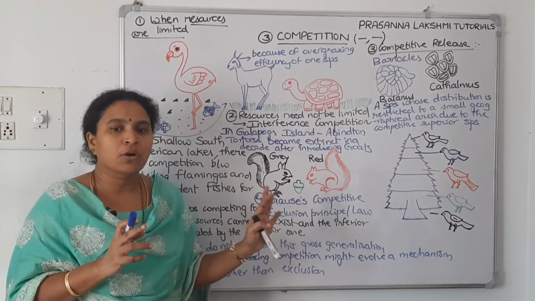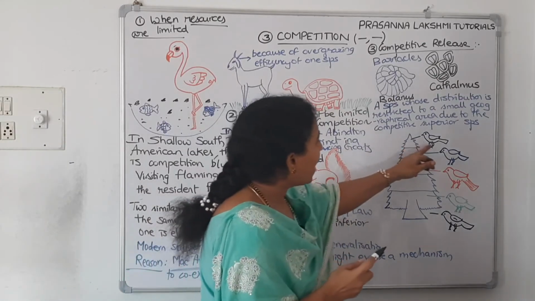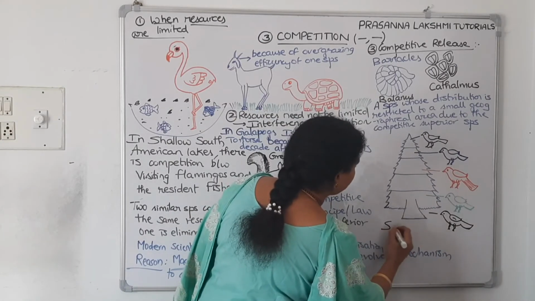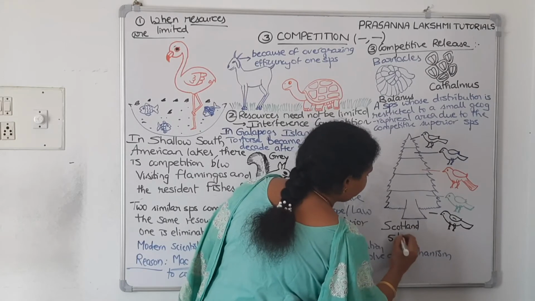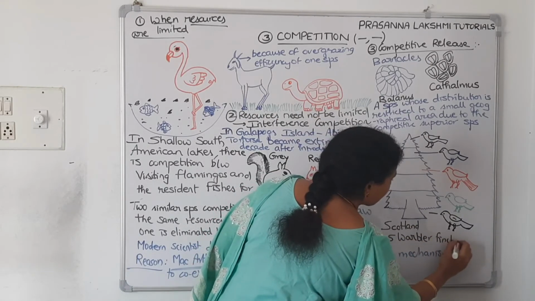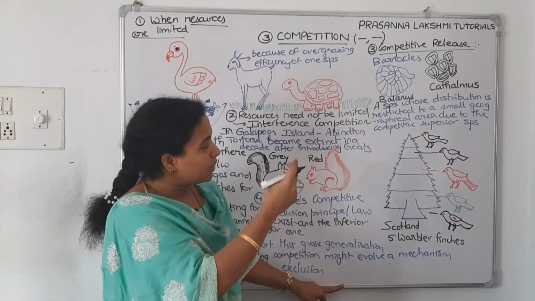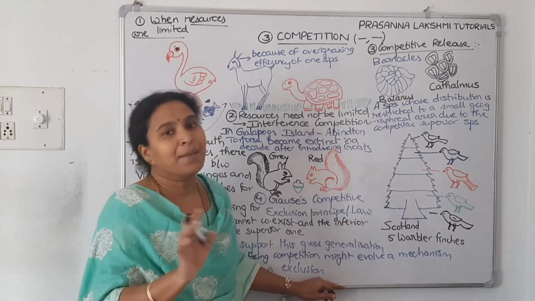He saw that there are 5 warbler finches. So 1, 2, 3, 4, 5. He observed in Scotland there are 5 warbler finches. There are 5 birds living on the same tree. So here you can see 1, 2, 3, 4, 5 birds living on the same tree.